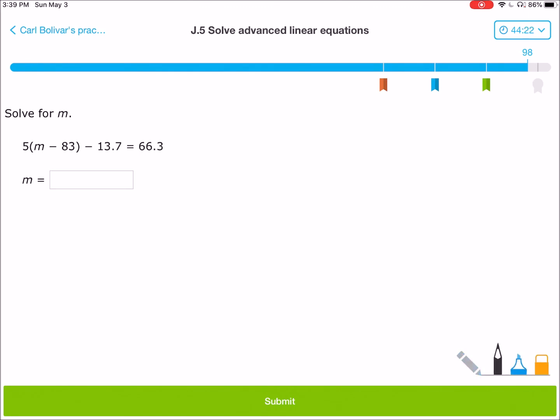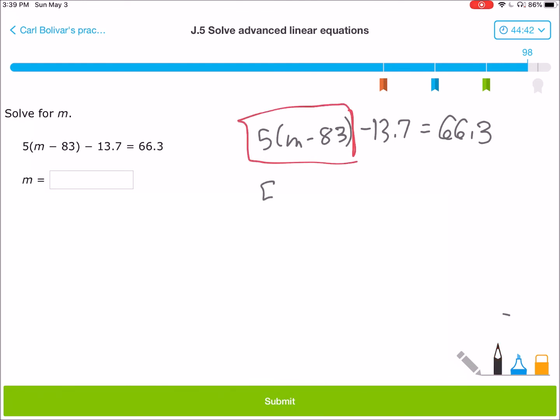Okay, we solved it. So let's solve for m. 5 times m minus 83 minus 13.7 is equal to 66.3. Alright, so what I would do first is I would distribute here, and that'd be 5m minus, what is 83? 83 times 5 is 415, so minus 415 minus 13.7 is equal to 66.3.